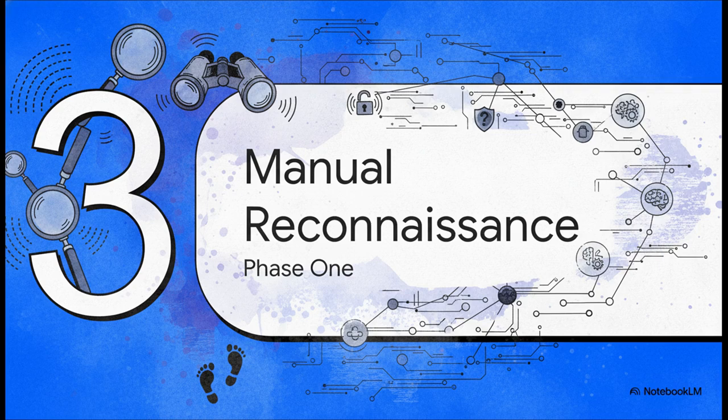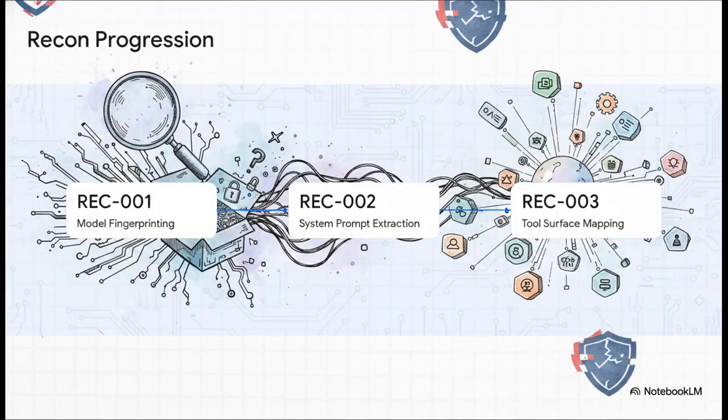Let's get into Phase 1, Manual Reconnaissance. Once our scope is locked and our taxonomy is clear, we move into our first operational phase. Reconnaissance prompts are generally pretty low risk, but man, they provide extremely high-value intelligence. Let's walk through the methodical progression here.